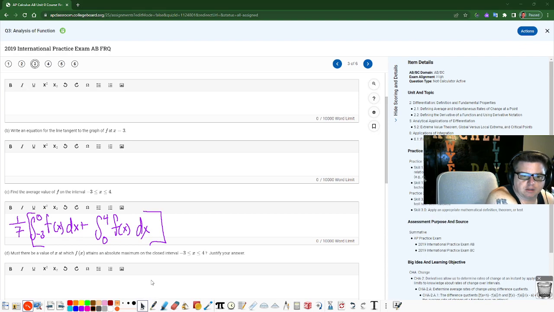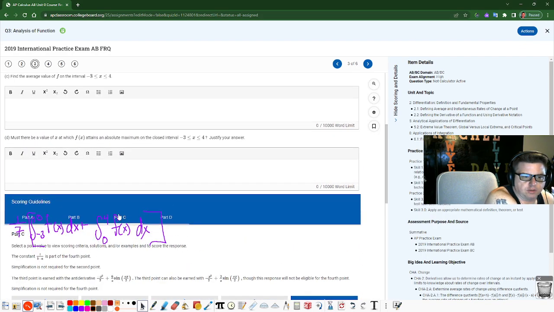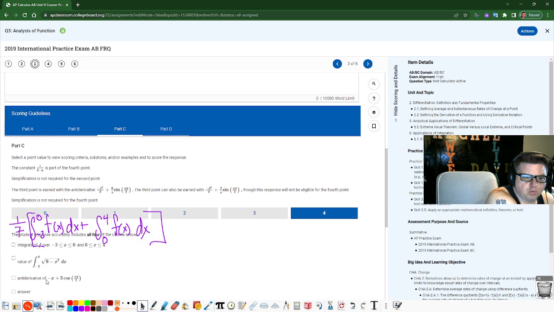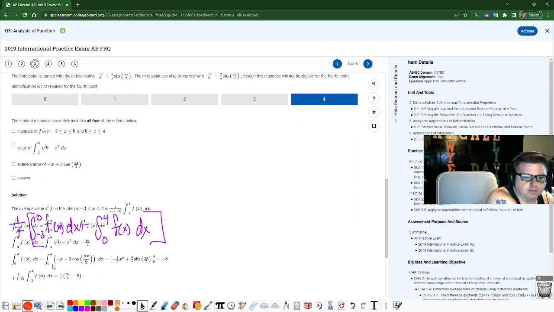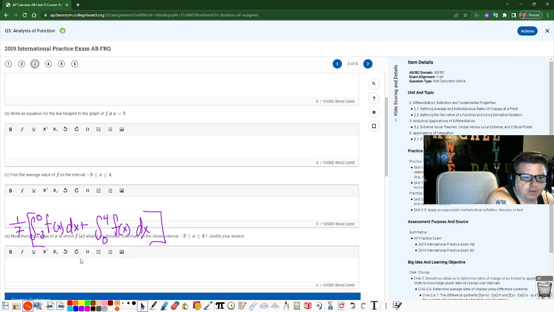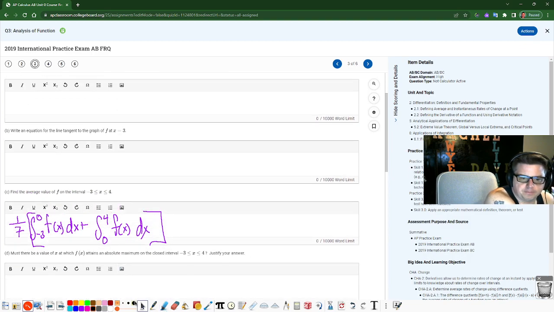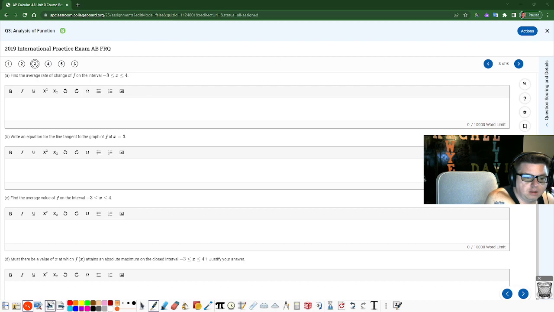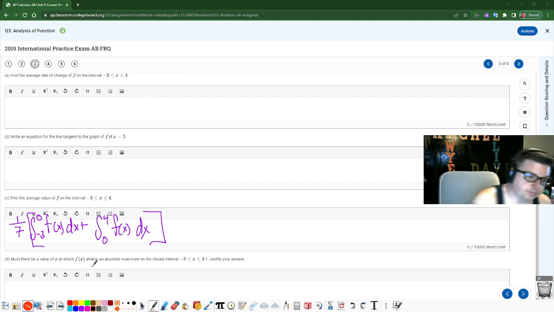But before we start, let's take a look just to be on the safe side. So they want the constant 1 b minus a is part of the fourth point. So 0 and then 0, add them together. Yep, okay. All right. Hey, nobody's perfect. We're just trying to make sure we have some practice with these problems, and they are tricky. They like to be complicated, so we just have to go with the flow.